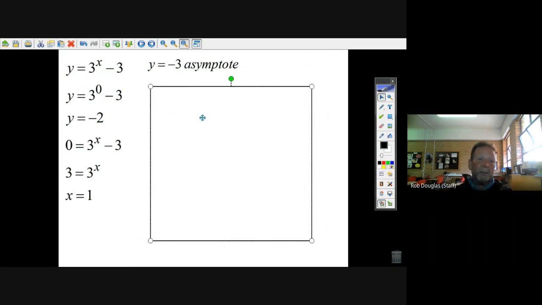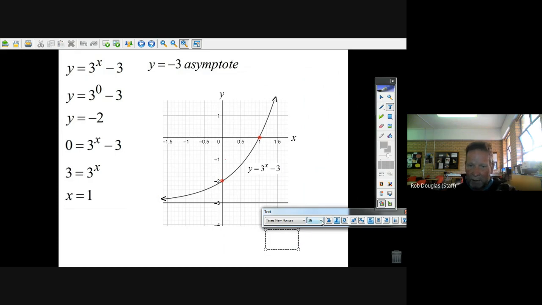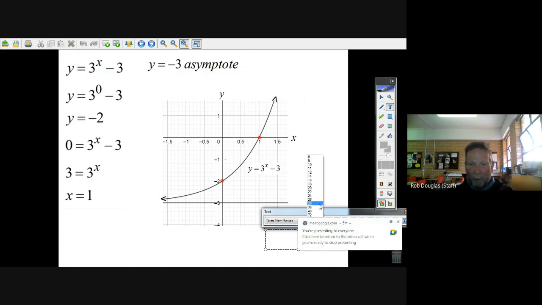Well, now we've got all the stuff we need to graph this exponential equation. We've got the y-intercept of -2, and there it is. We'll put a -2 there. Make sure you label that -2. You've got an x-intercept of 1. I cheated and got a computer to do it really nice. But the thing that's really important is to write in what's called the asymptote, y equals -3. They don't have an axis of symmetry.